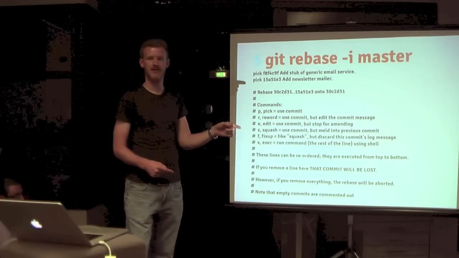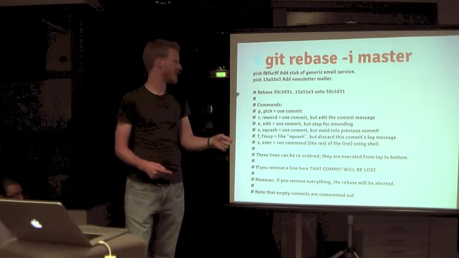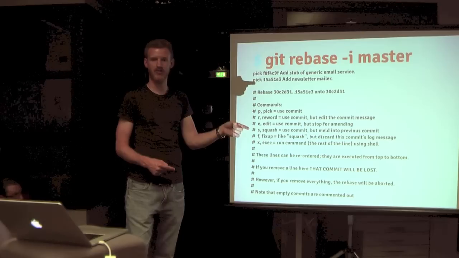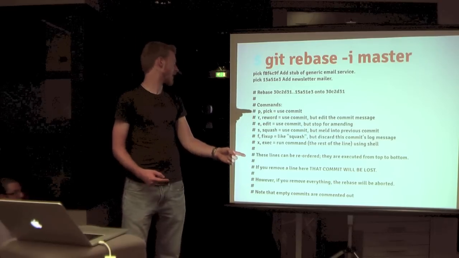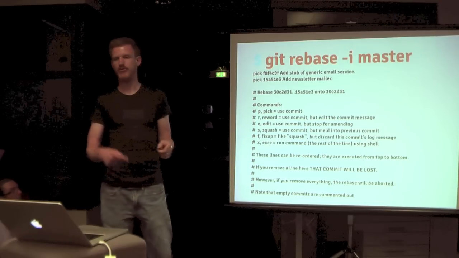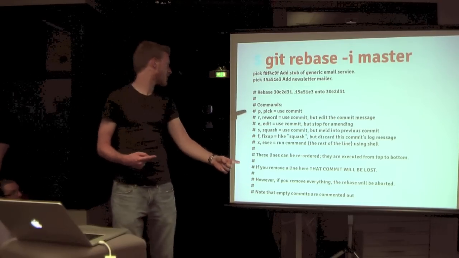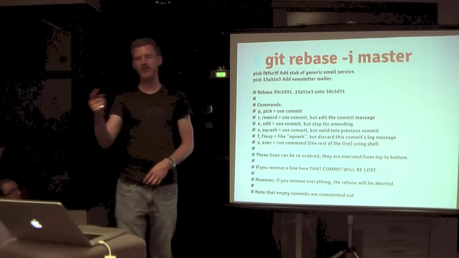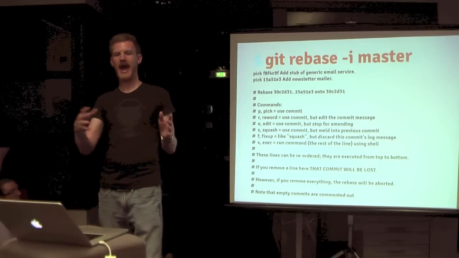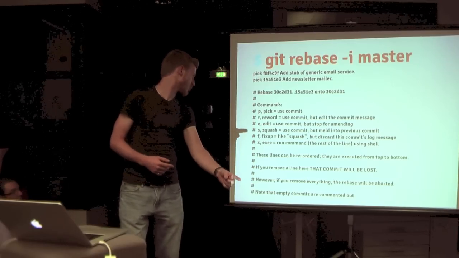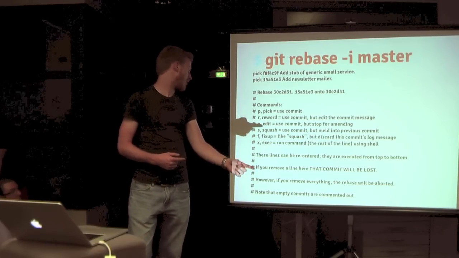You can also cut lines out and things like that. You can also add in new SHA-1s that aren't in here, and then it will do the right thing. You can use reword. That will basically, when it gets to that commit, prompt you to alter the commit message. You can do edit, which will, when it's rewinding, when it gets to that commit, let you go and edit the contents of that commit. Squash, I'll explain in a second.